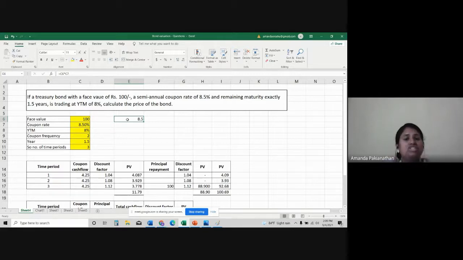But in this question, coupon payment comes every 6 months. So multiply it by 1 divided by coupon frequency. That will give me 4.25 as coupon for each coupon period. In other words, for every 6 months, you will get 4 rupees and 25 cents as your coupon payment. So first step is done. I know for each coupon period, it's going to be 4.25.